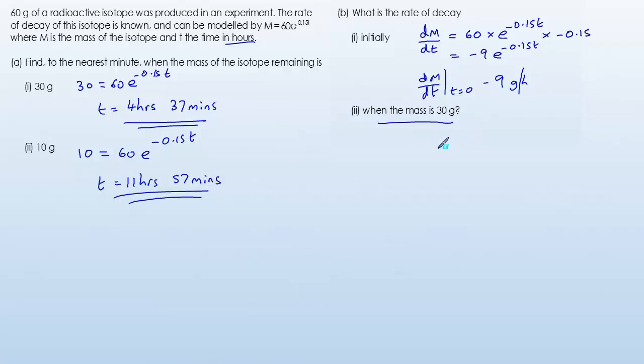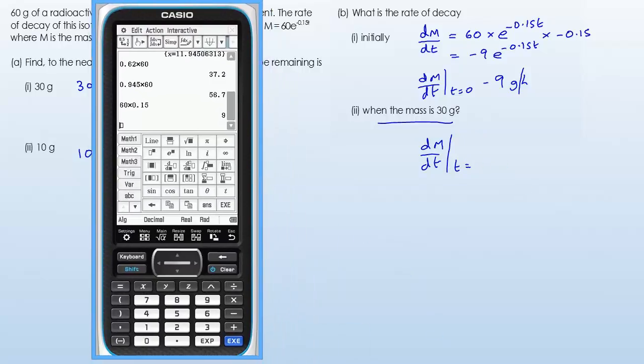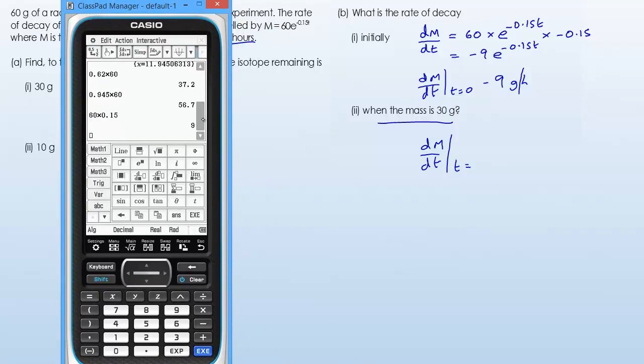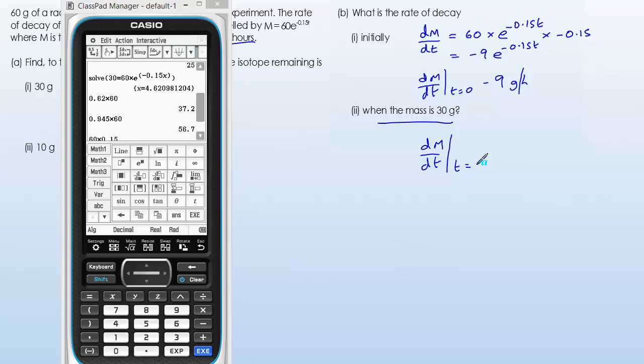When the mass is 30 grams, so we want dm/dt when t is, and we had the solution to this, and unfortunately I wiped it off the calculator, so I'm going to have to go back and we can very quickly edit this, make that 30, and solve that again. And it's 4.62, so let's just use 4.62 here.